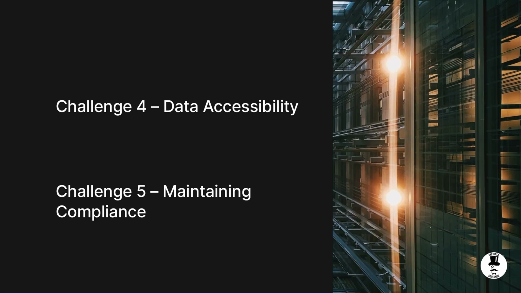Challenge 5, maintaining compliance. Data governance requires organizations to stay up to date with industry regulations and best practices in order to ensure data is lawfully used. Organizations must regularly review and update their data governance policies and procedures to ensure compliance with industry regulations. This can require significant effort and resources to ensure organizations remain compliant with laws and regulations. Additionally, organizations must also invest in training and development to ensure their employees are aware of the latest industry standards and practices.